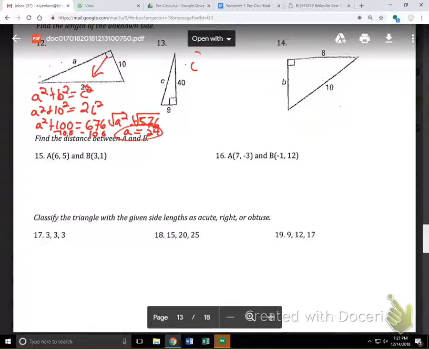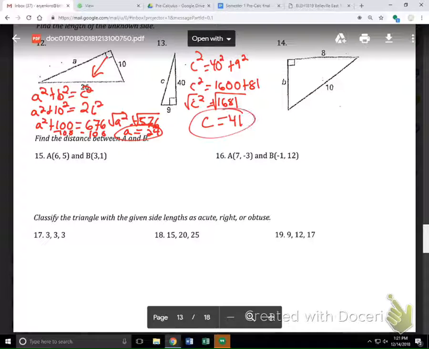So our next one, we have c squared equals 40 squared plus 9 squared. We have c squared equals 1600 plus 81. We have c squared equals 1681. Square root both sides. C equals, what is the square root of 1681? 41. Thank you. Why are you doing it backwards? It doesn't matter, you can do it either direction. You can write it either direction.